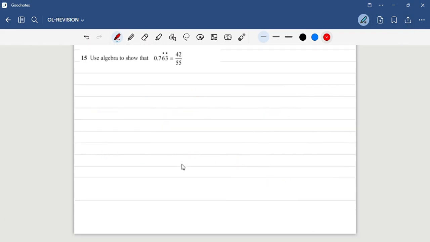Here for question number 15, I will assume that x equal 0.763, and of course this is repeating, so I will multiply by 10x.